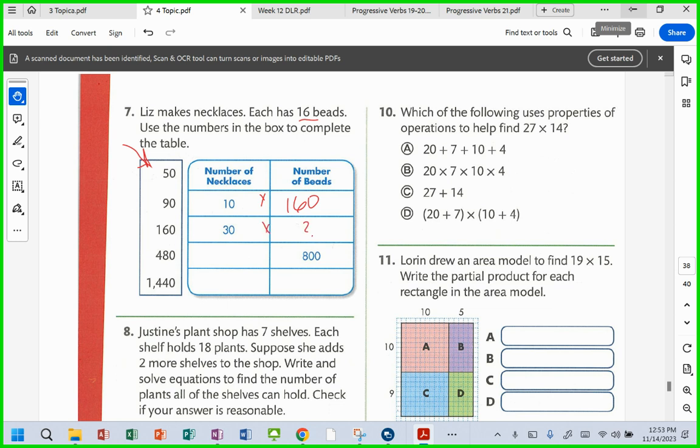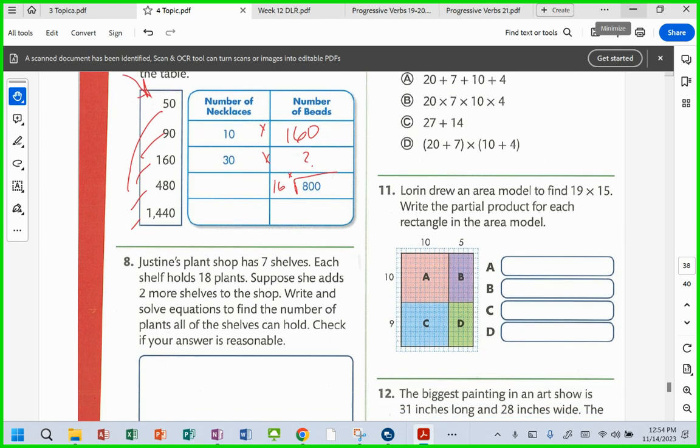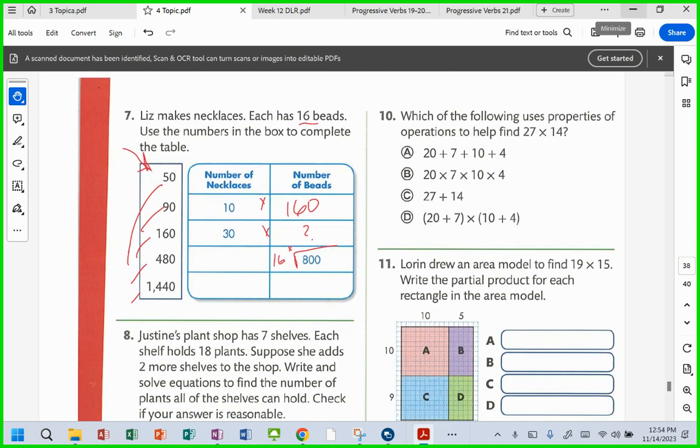But now we've got to do 800 divided by 16. What times 16 will give you the product of 800, right? And the answers are over here in this box. So you can kind of work that out through your head and estimate. I don't think you're going to do 480 16 times, right? So be smart about it. All right? So that's for that one.